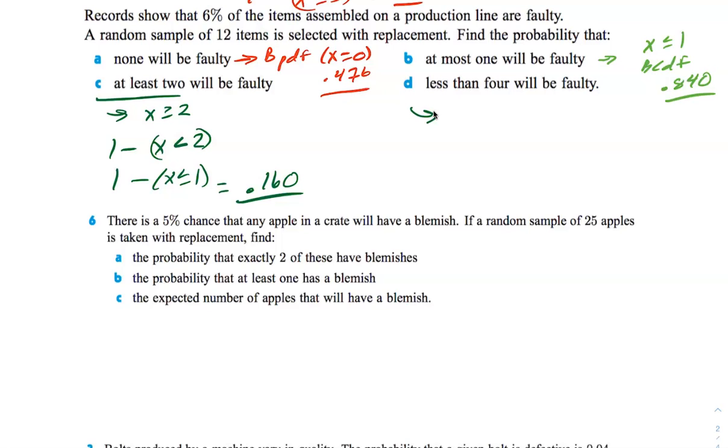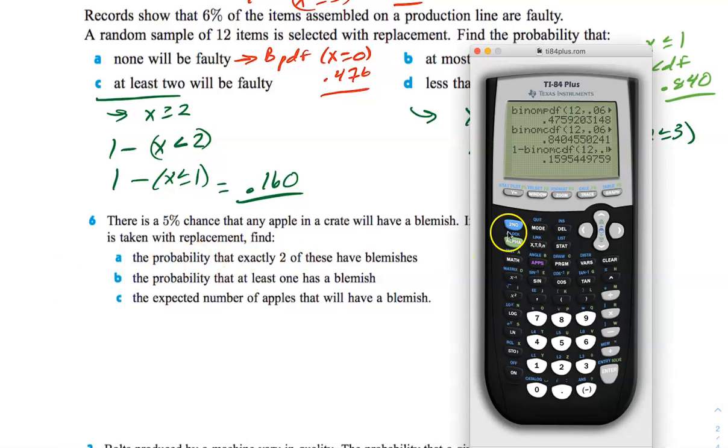And then last one here for this one. Less than 4 will be faulty. So X is less than 4. What's wrong with that? It doesn't have the equal to sign. So we've got to go down 1. Only thing that's wrong with it. There we go. I can put that in my calculator. Don't have to do anything else. So binomial CDF, X is less than or equal to 3. Let's put that in my calculator. So second distribution, binomial CDF, 12, 0.06, 3. And then we get 0.996.